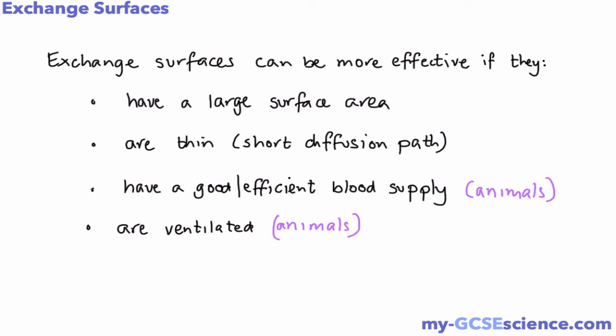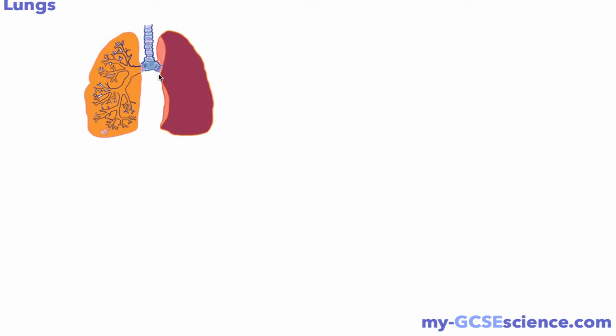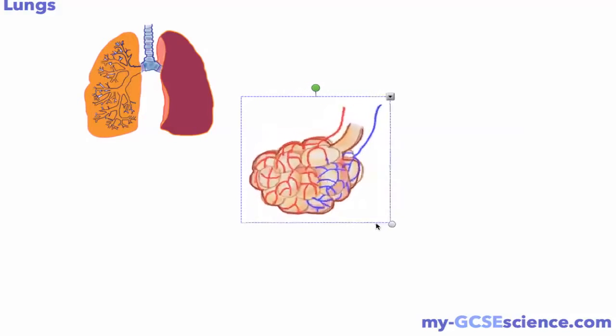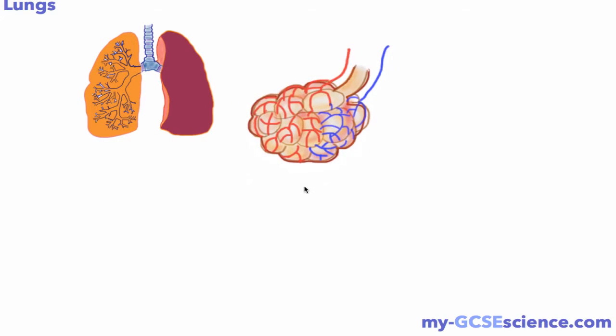Now, the first example we're going to look at for one of these exchange surfaces is the lungs, and here are a set of human lungs. I'm sure you've seen a set of these before in a diagram somewhere. What we have is some tubules that go into each of a pair of lungs, and these then branch off into smaller and smaller tubules. At the end of every single one of these tubules is a structure that looks a bit like this. If I was to pull that out of there and enlarge it, you may have seen a diagram that looks a bit like this. This is what we call an alveolus.